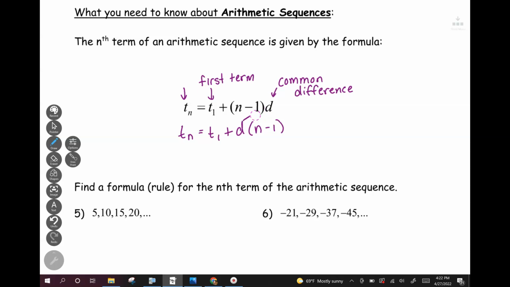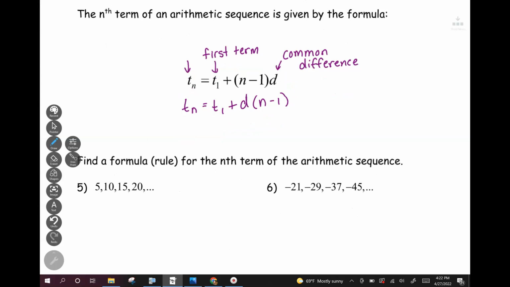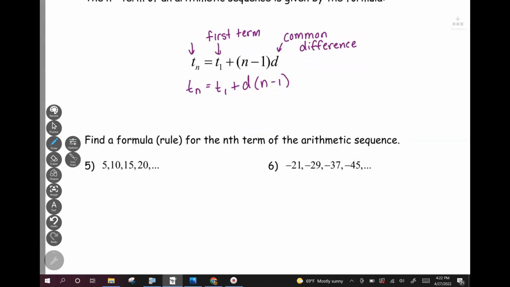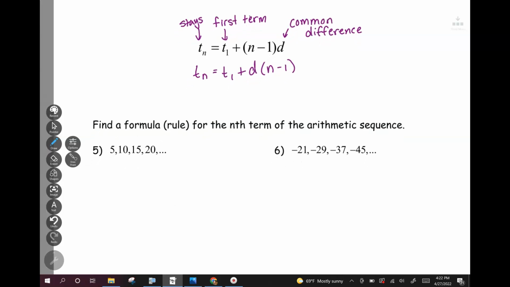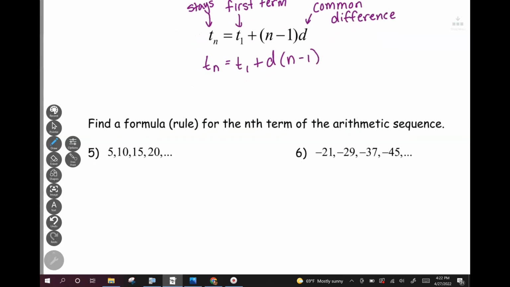Later on, when you start to simplify, it might help if you write the d in front so that you remember you're going to distribute. Either way, it's the same exact thing. So remember that t sub n just stays t sub n.